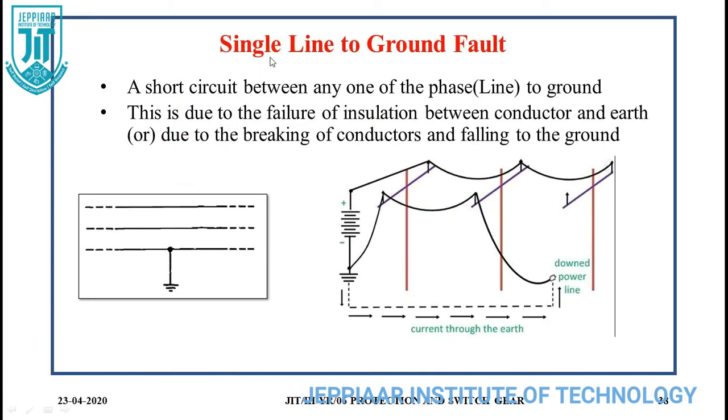First one, single line to ground fault. From the name itself we can say it is a short circuit between any one of the phases, R, Y, or B, and ground. This is due to failure of insulation between conductors, or due to breaking of conductors and falling to the ground. This diagram shows that case. This is single line to ground fault.